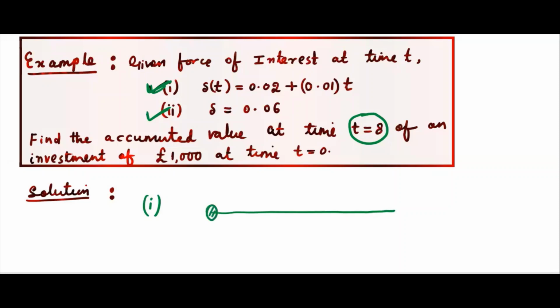The interest rate is given in terms of delta t. This is the force of interest. Now you take time 0. If you put t0 here, you will be able to know what is the interest rate at time 0. If you put 0, this is 0.02. Interest rate is 0.02.